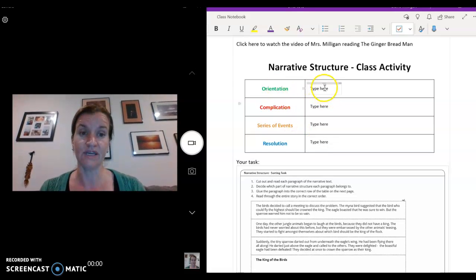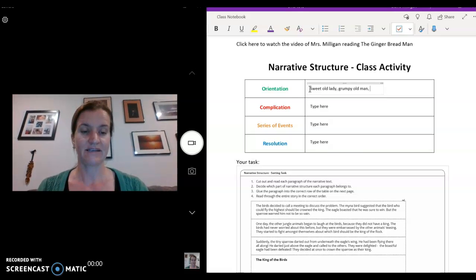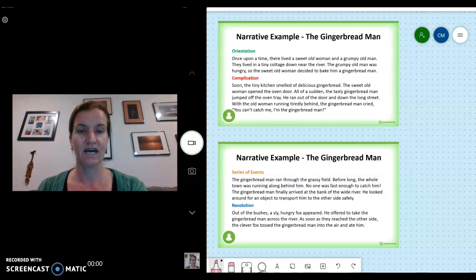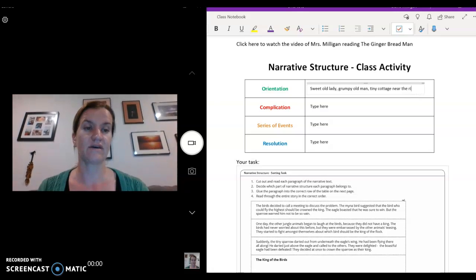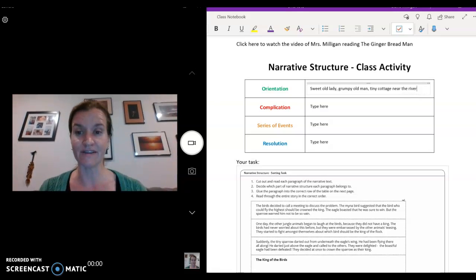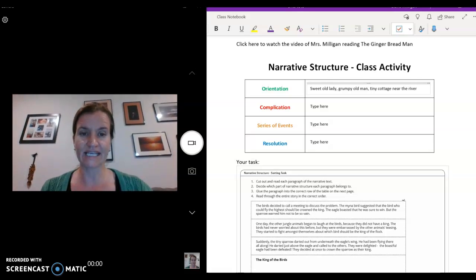So for an example, in here, I remember that there was a sweet old lady and a grumpy old man. So that's what I'm going to type in here. Sweet old lady, grumpy old man. And if I just go back over here, I remember that they were in a tiny cottage near the river. So I can type tiny cottage near the river. I'm going to leave the other boxes for you to complete, Year 3. What was the complication? What happened next? What was the ending? What was the resolution?